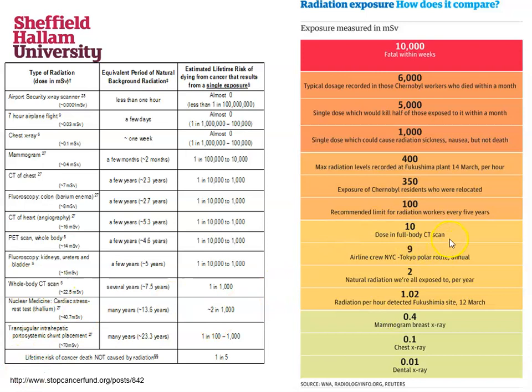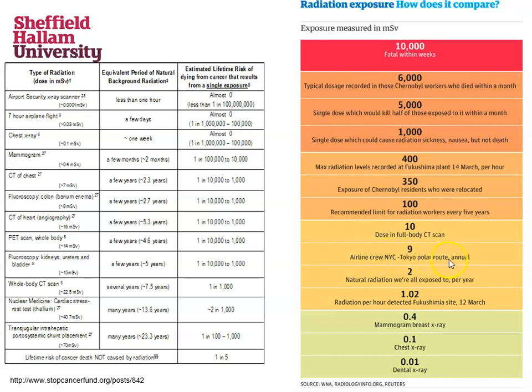If you have to have a full body CT scan, we're dealing with about 10 millisieverts. Now this is important because I'll be talking about CT scans later, particularly in the diagnosis of coronavirus and how it affects the lungs. So 10 millisieverts seems like quite a lot, about 10 times your annual dose of background radiation. However, we are remarkably good at repairing radiation-induced DNA damage.